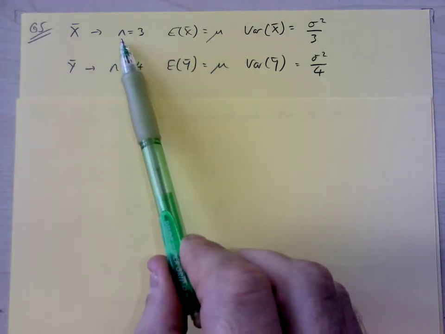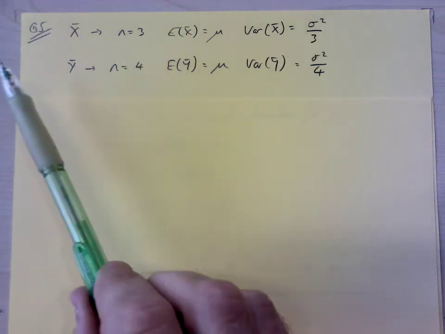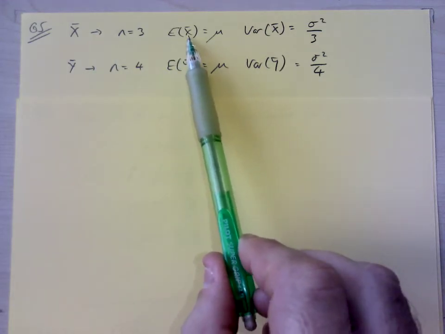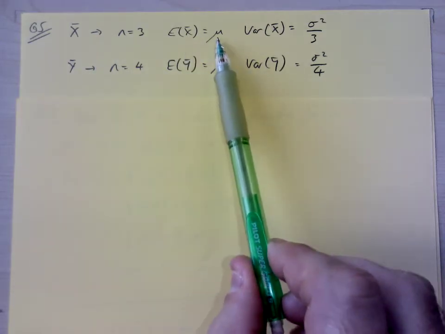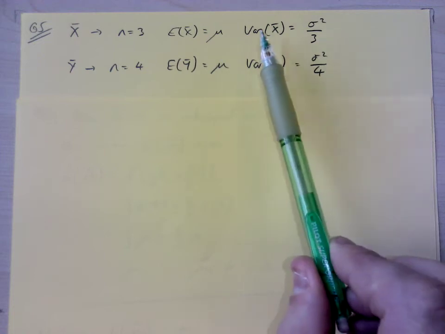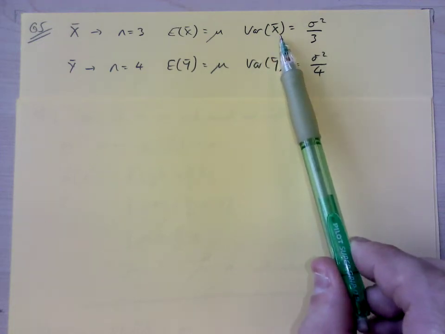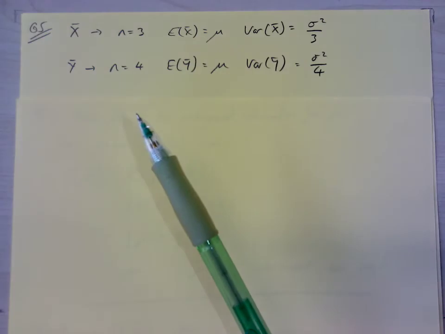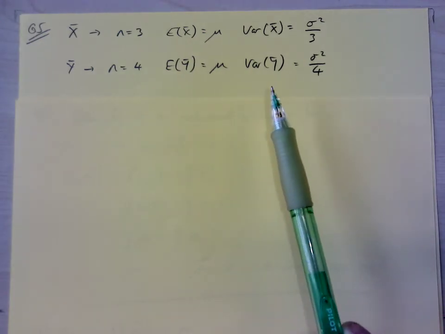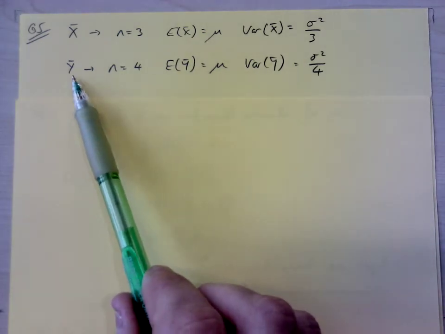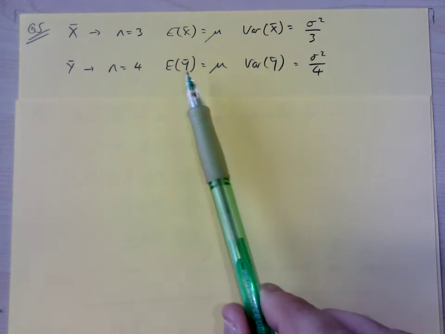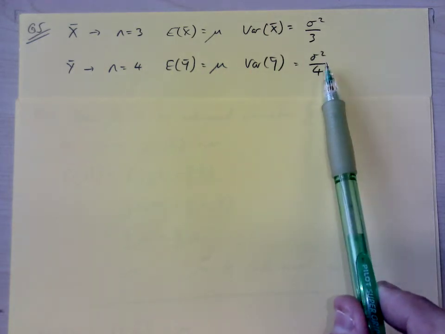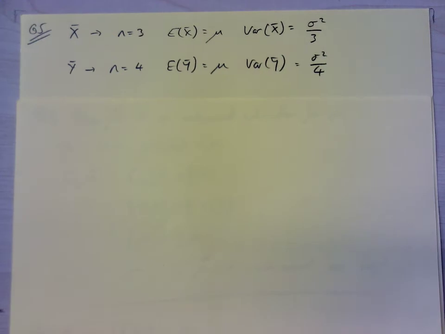So I've got a sample of 3, with sample mean x bar. So I know that the expected value of the sample mean is equal to the population mean. I also know that the variance of the sample mean is equal to the variance of the population divided by n. So I'm jotting these results down before I start. These are likely to be useful in these questions. For y bar, the sample was 4, so E of y bar is still mu, but the variance of y bar is now sigma squared on 4. Okay, on to the question.